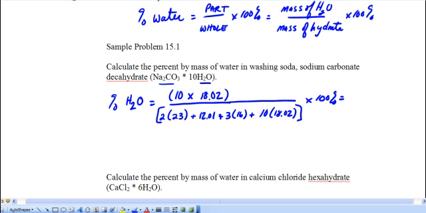Now if you want to simplify this, you can. This would be 180.2 grams divided by the total, which is going to be 286 grams, times 100%. And when you perform that calculation, you get 62.9%. So almost 2/3 of this compound is in fact water.